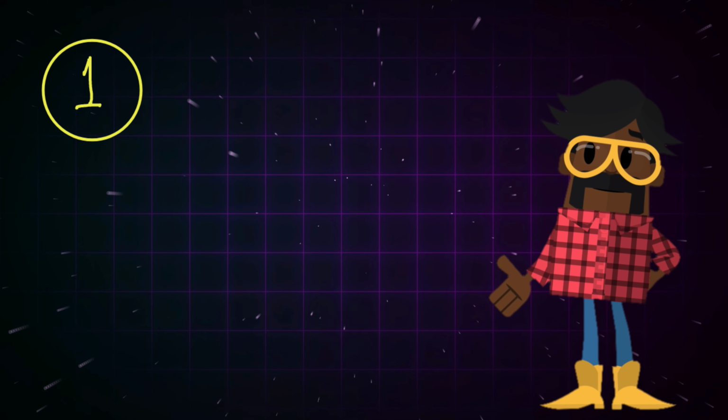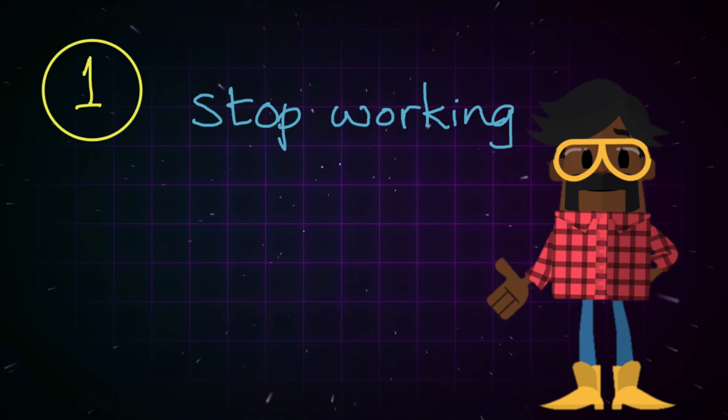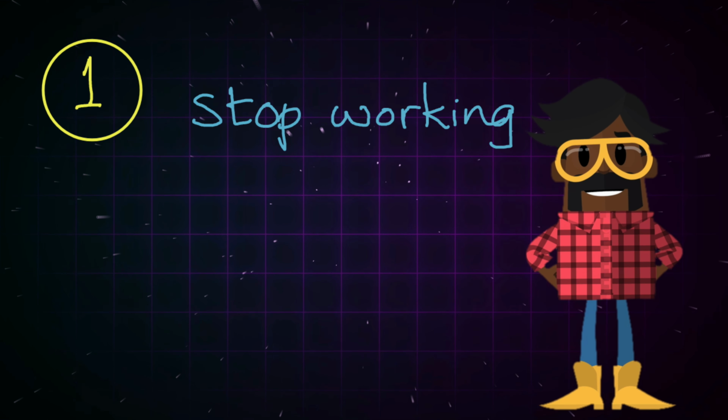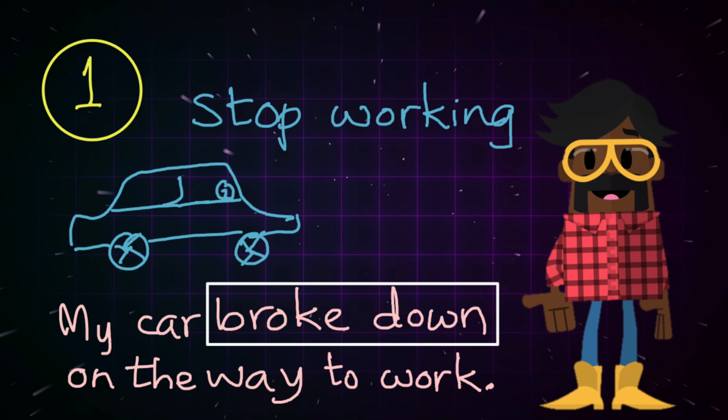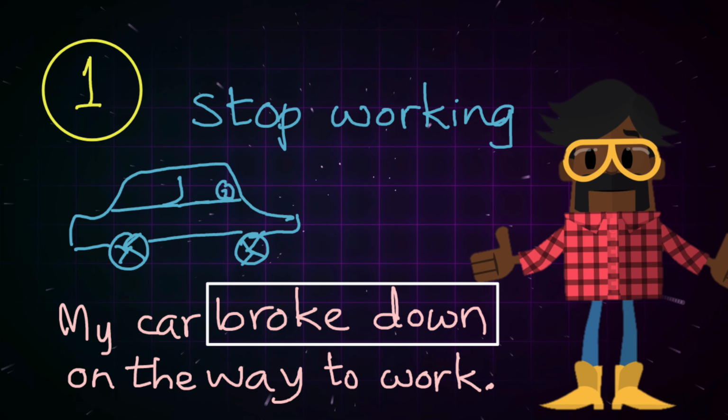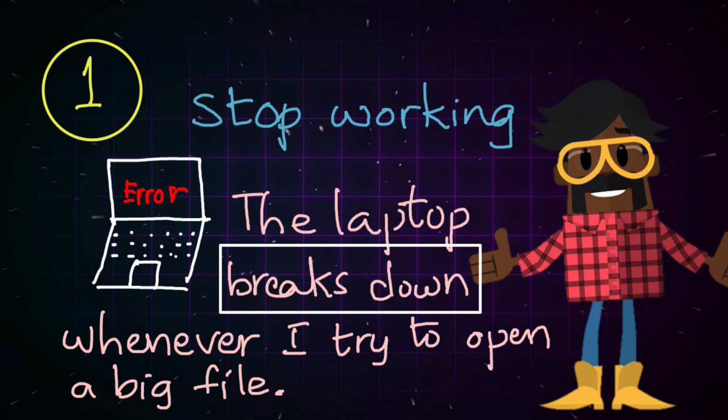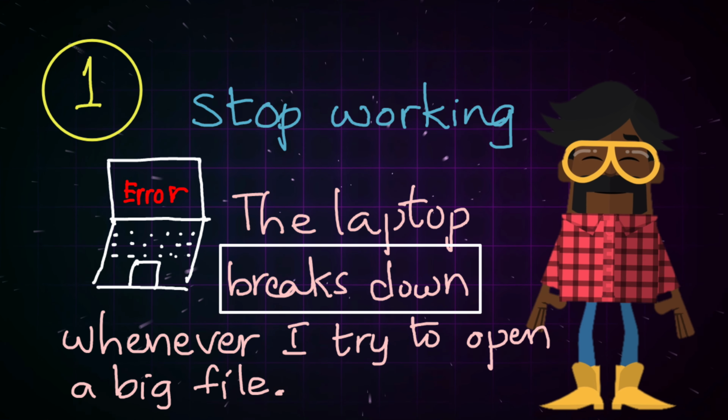Meaning 1. When a machine stops working, break down can mean that a machine stops working. For example, my car broke down on the way to work. Another example, the laptop breaks down whenever I try to open a big file.